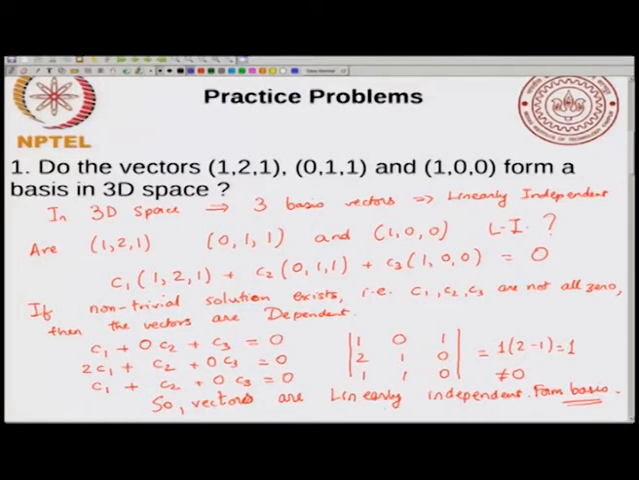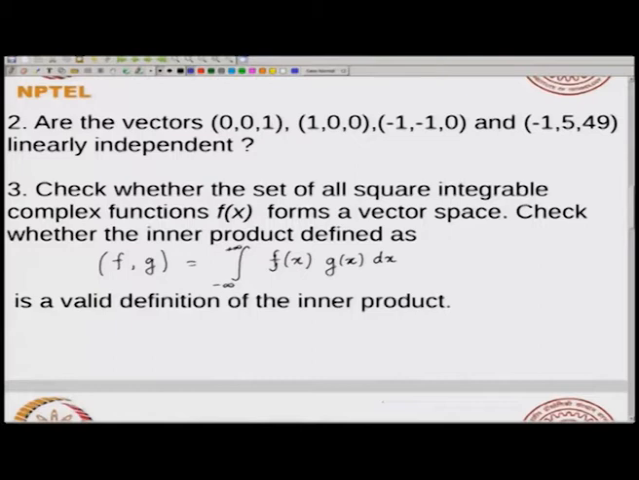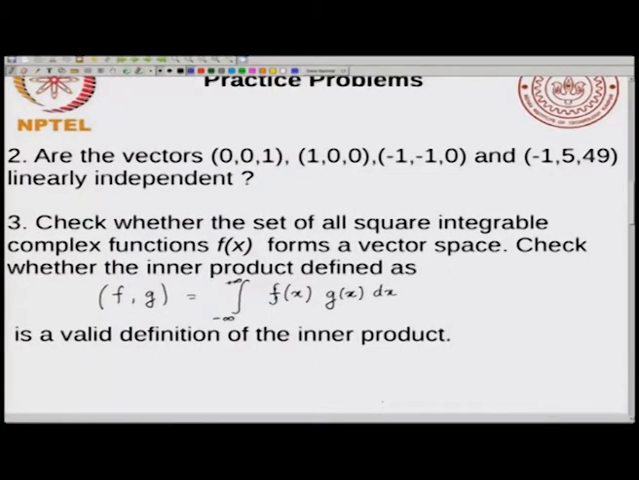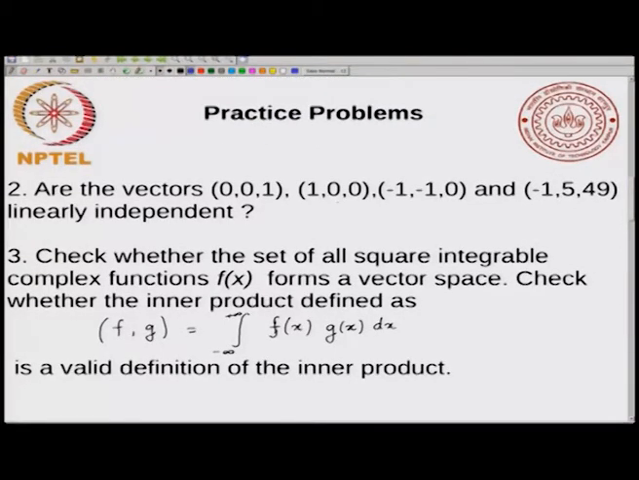Now, I will give you another problem, the second problem. You are asked whether the vectors 0 0 1, 1 0 0, minus 1 minus 1 0 and minus 1 5 49 are linearly independent. Now, the answer is no, and the reason is that 4 vectors in 3D space cannot be linearly independent.